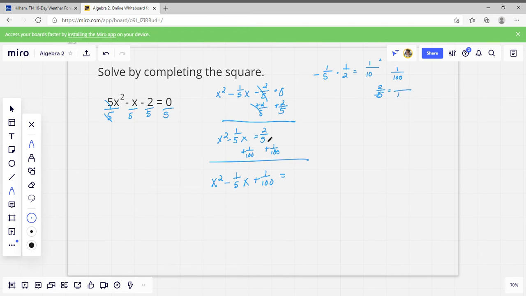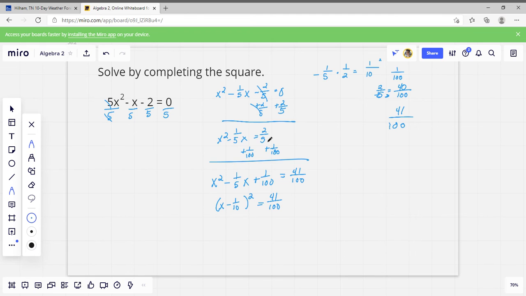And we got to make that into hundreds. 5 times 20, 2 times 20 is 40. That'll be 41 over 100. So 41 over 100. Okay, now we can turn this into a square, and that would be double whatever that, or 1/2 whatever that is. So 1/2 of 1/5 would be 1/10. So (x minus 1/10) squared equals 41 over 100.